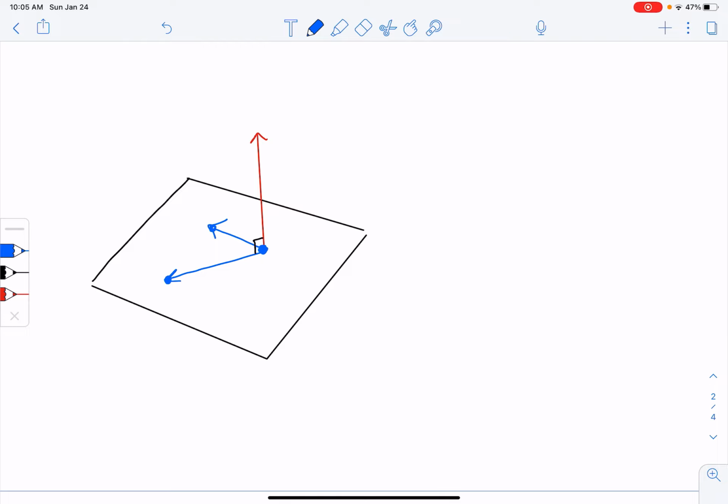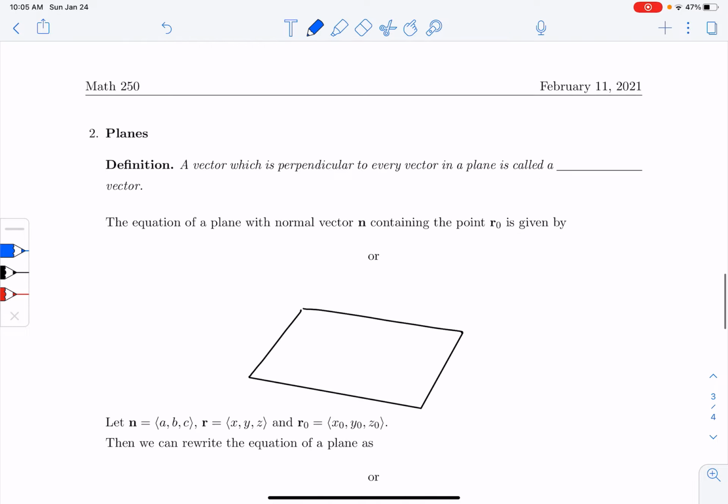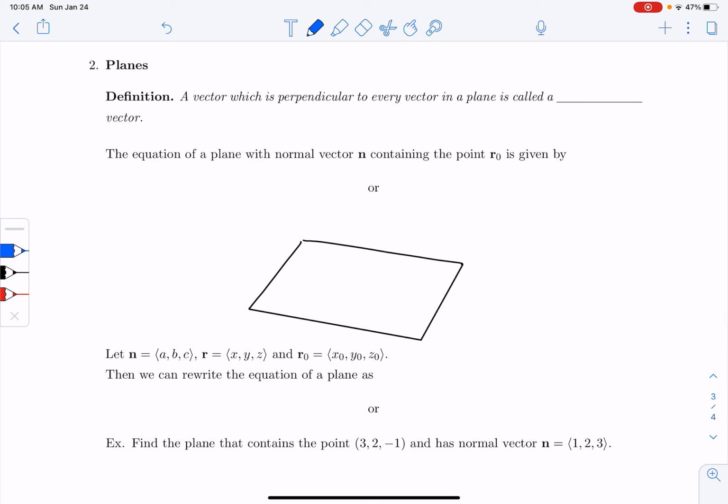So let's look at this in more detail. We'll have a definition. A vector which is perpendicular to every vector in the plane is going to be called a normal vector. And we will use that to define the equation of a plane. So let's look at the plane that I've drawn for you. I'm going to make sure that plane contains a specific point. We'll call that point R0. R0 is going to be the point x0, y0, z0.